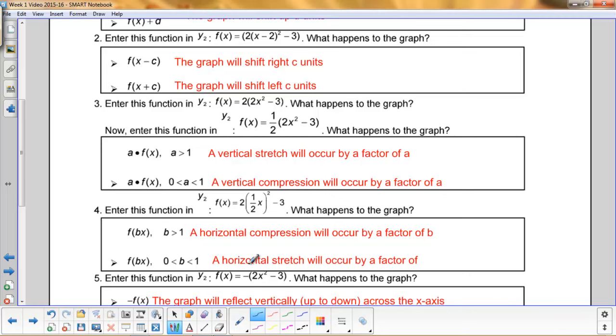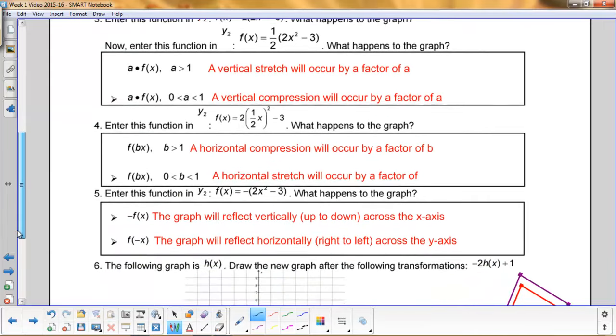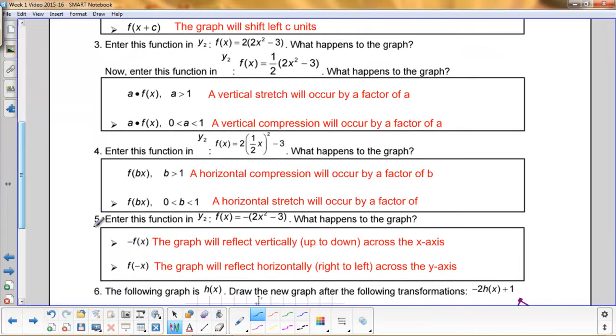Now as we go throughout the year, you're going to see less and less difference between these two things: a vertical stretch and a horizontal compression, and a vertical compression and a horizontal stretch. In a lot of cases, they're exactly the same. It's all placement on the value of the number. All right, the last one we're going to deal with is what happens when there's a negative value.